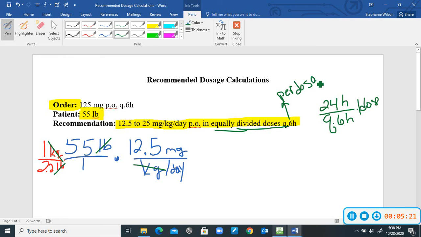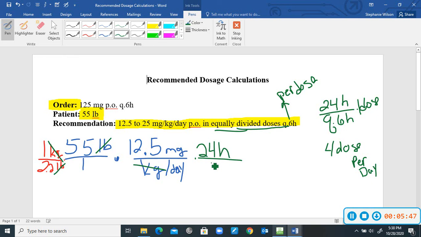Well, what is 24 divided by 6? It's 4. So that means we're going to give 4 doses per day. So now that I figured this out, you guys could come over here and do that. You could have gone like this right here if you wanted to, but some people get confused when we put too much in here.